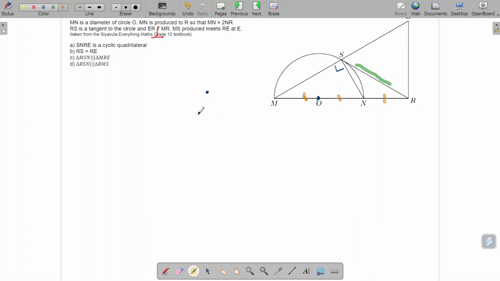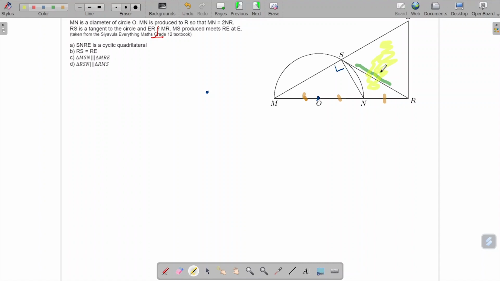Okay, we want to prove that this SNRE is a cyclic quadrilateral. Again, I would encourage you to take colors and pens. So again, I'm a big advocate of using colors, and we want to try to prove that this shape here is a cyclic quadrilateral. Please note that at this point in time, there's no circle currently drawn around that quadrilateral. The point is we could draw a circle around that quadrilateral if we can prove that it is cyclic.